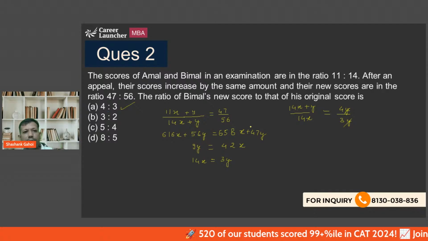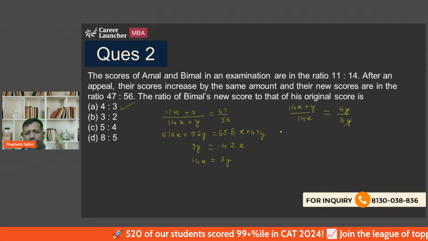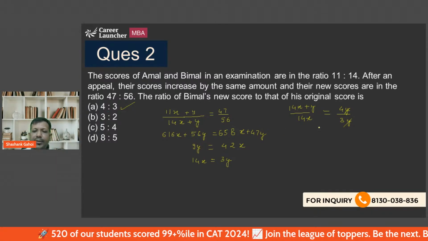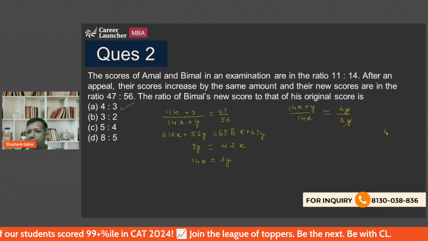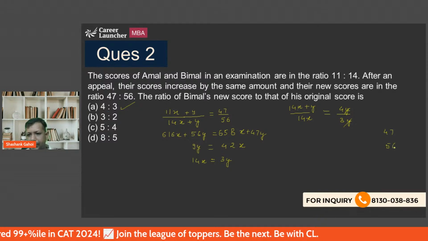Or what is the alternate approach? What can we think of? How can we do this? So I am assuming that the final scores are 47 and 56.